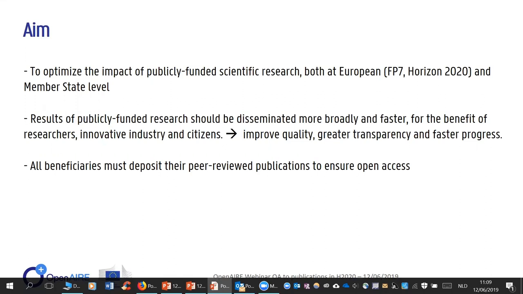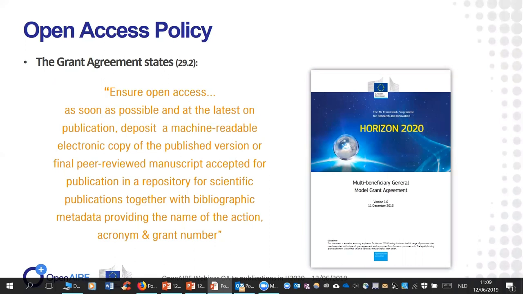In order to reach that aim, all beneficiaries of funding from the European Commission are asked to deposit a peer-reviewed publication in a repository to ensure open access. So in the grant agreement, it sounds like this: You should ensure open access as soon as possible and at the latest on publication, to a machine-readable electronic copy of the published version or final peer-reviewed manuscript in a repository for scientific publication, together with bibliographic metadata.